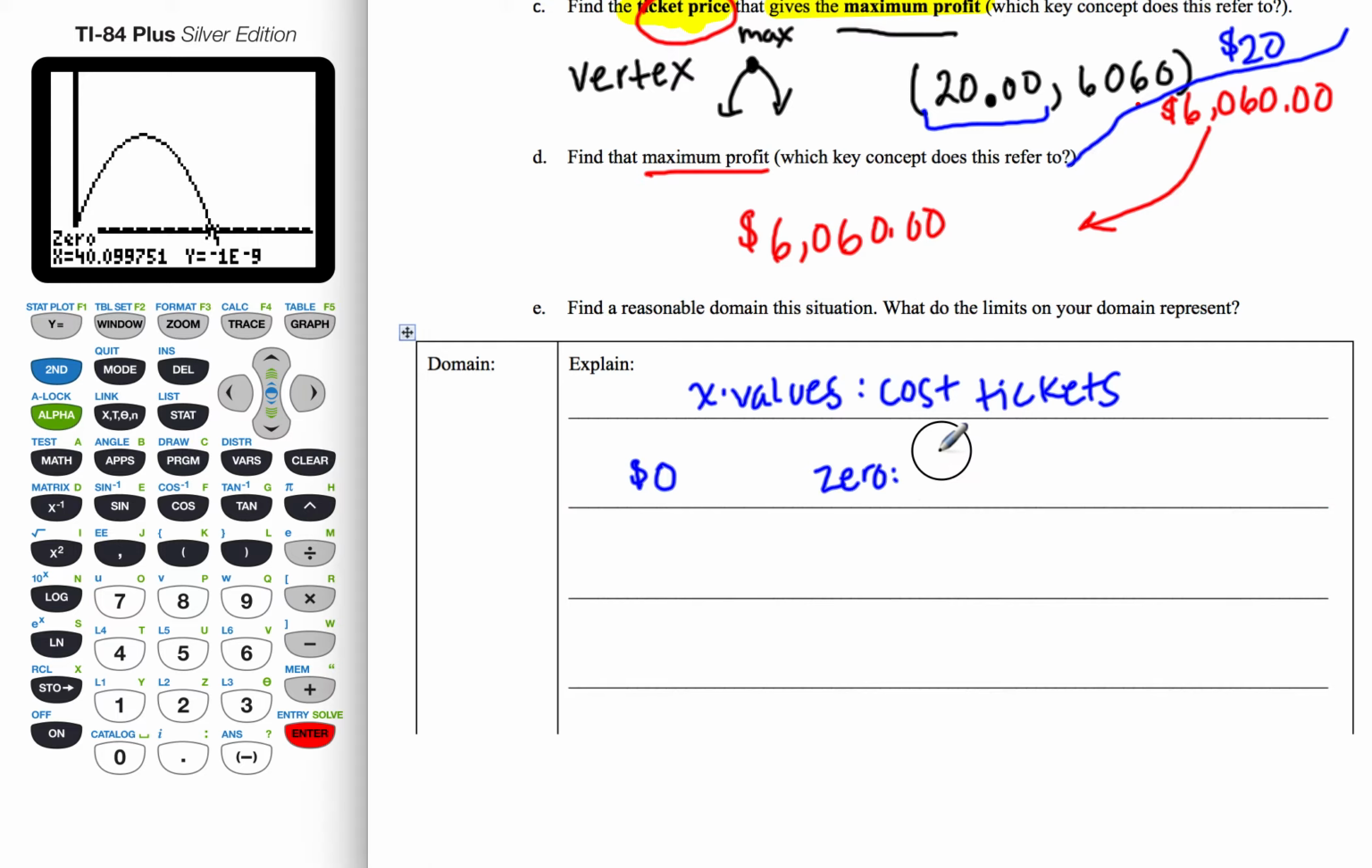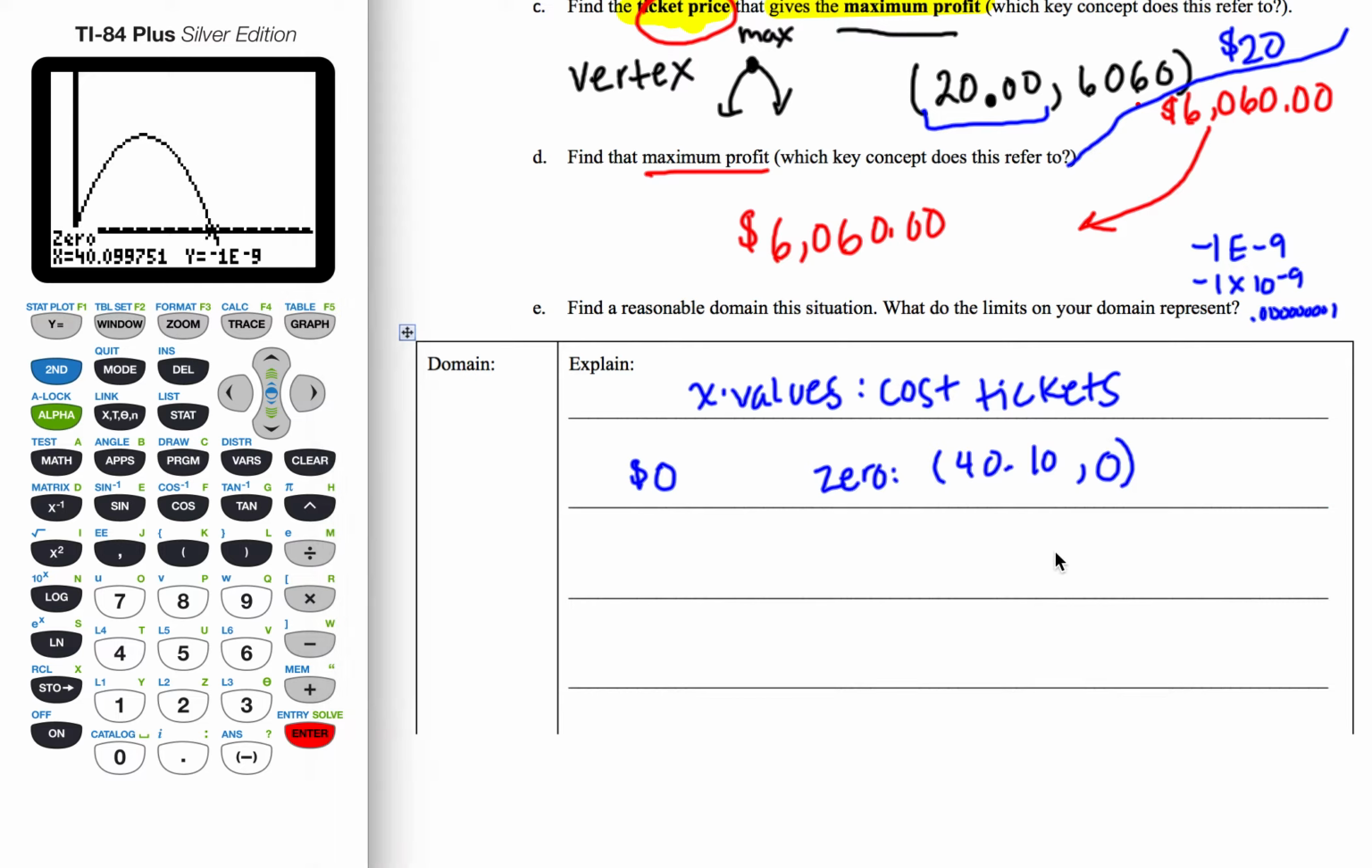So our other 0 is 40.10, comma, and I'm glad that this came up because this number actually means scientific notation. -1e-9 means -1 times 10 to the -9, which is 1, 2, 3, 4, 5, 6, 7, 8, 9 places. That value actually is really close to 0. So anytime you see that, that's kind of shorthand for scientific notation.